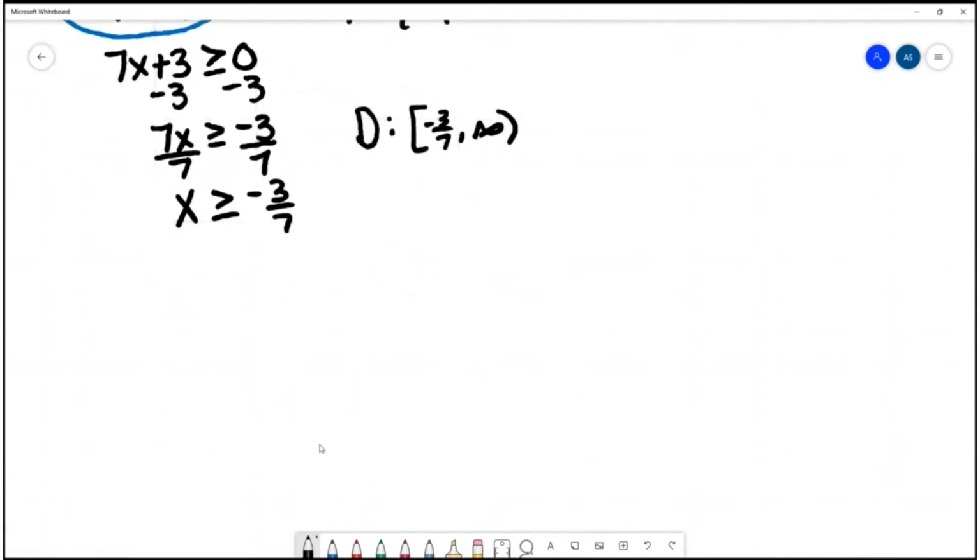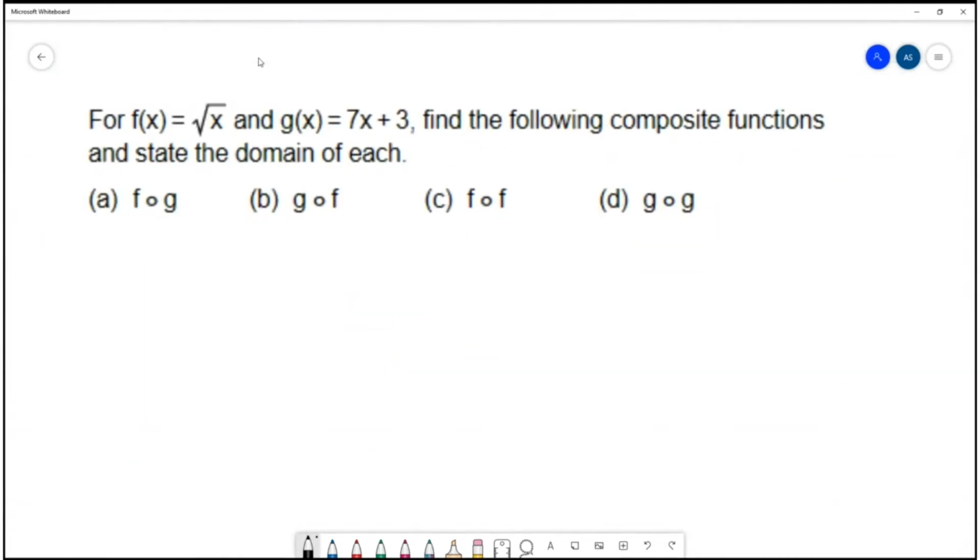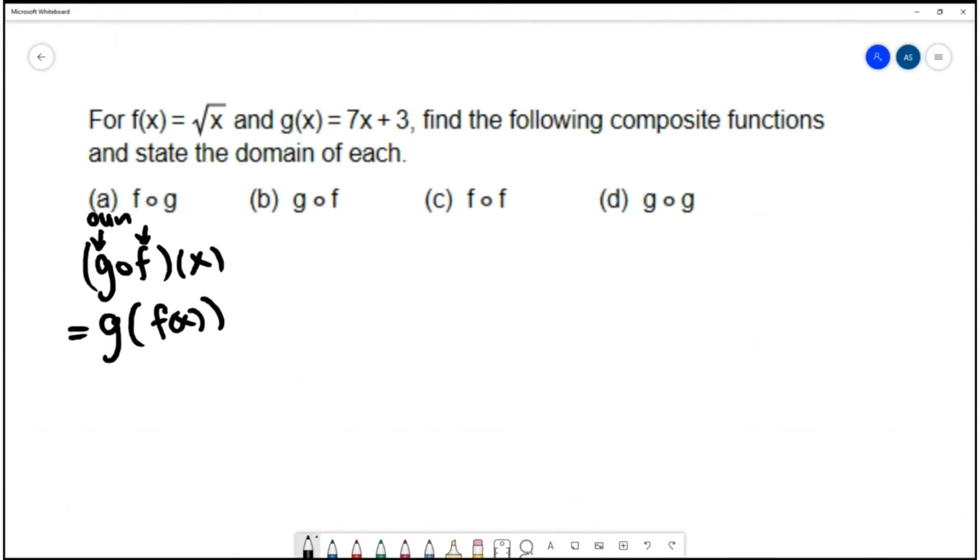Let's try some of our other examples. We want to find g composed with f of x. This is g of f of x. Notice that what is before the composition symbol is our outside, and after the composition symbol is our inside. So this time we're going to substitute square root of x into 7x plus 3. That gives 7 square root of x plus 3.